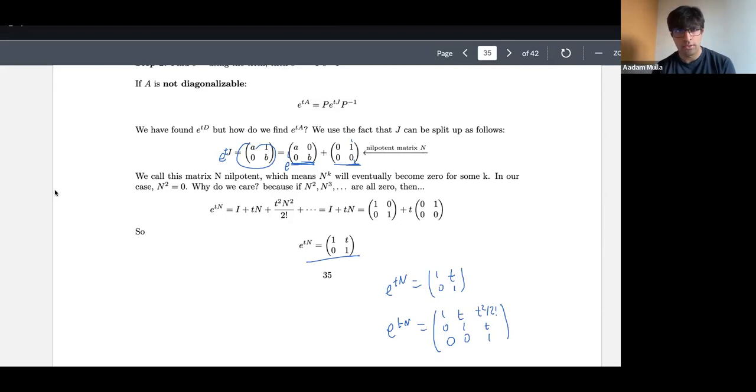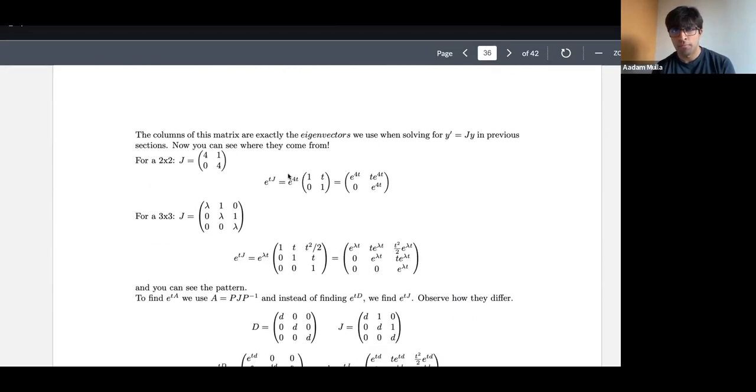And then all you do is you go in, and we'll see that with the example, you multiply by your e to the tD, which is just going to be based on your eigenvalue, the number that you put there. So for example, for a 2 by 2 matrix, if this is your Jordan block, your lambda is 4, so e to the 4t in front, and then there's a 2 by 2, so the nilpotent e to the tN is going to look like this. So you multiply those out, and that's how you get e to the tJ.